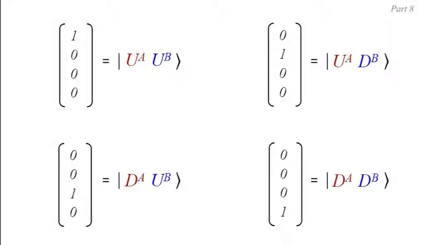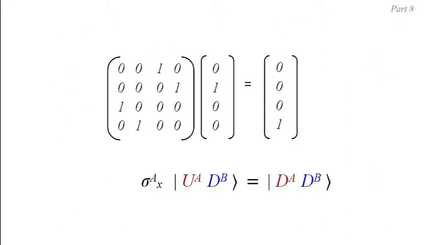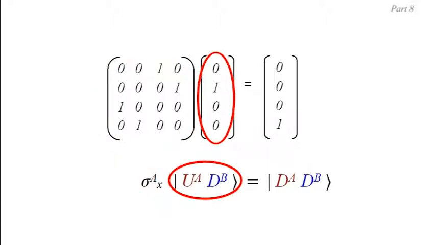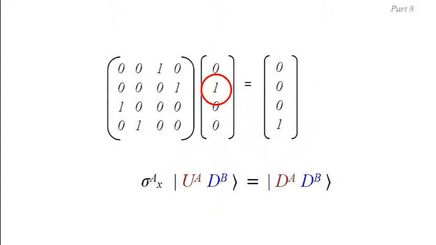I won't write these all out, but here's an example of one of those possible matrices acting on a basis state. This particular one represents sigma x for electron A acting on the up-down state, the state where A is up and B is down. This has a 1 in the second position. As you might expect, sigma A x only affects the A electron, and it always flips up to down and down to up, so here it flips up to down.